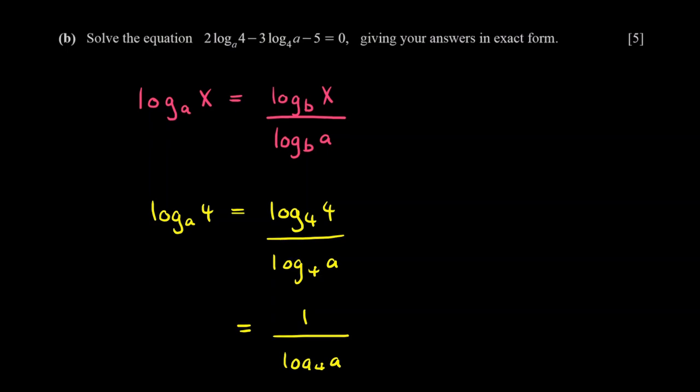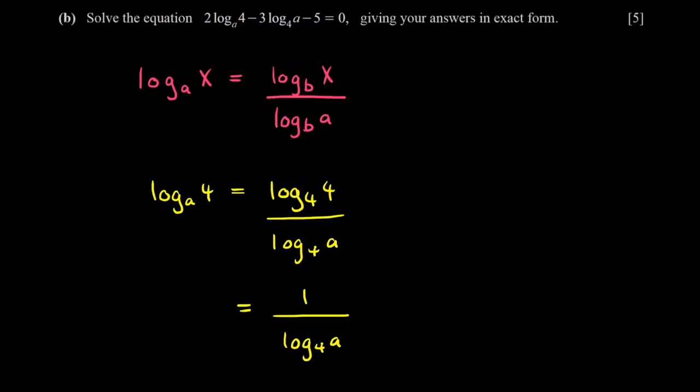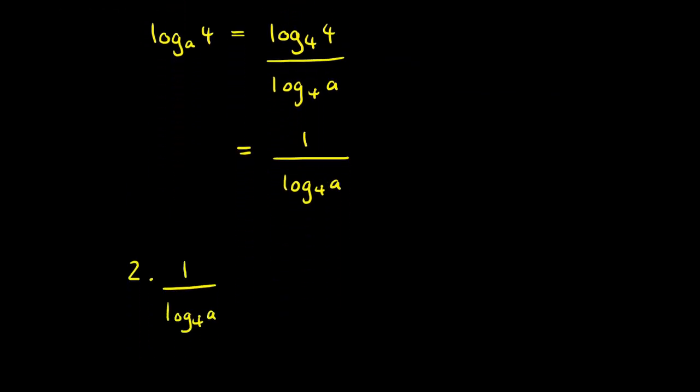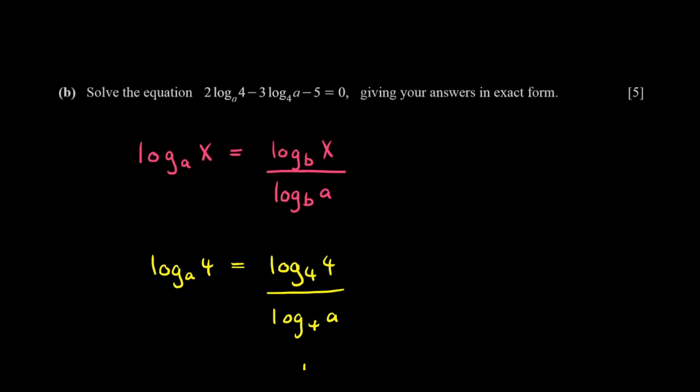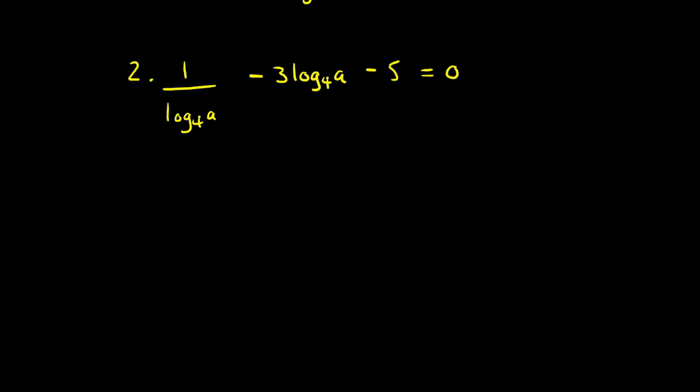So we've got 2 times by 1 upon log base 4 of a minus 3 log base 4 of a minus 5, I think, is equal to 0. And I think that when you've got a situation like this, it's always best to use a substitution. So I'm going to do that. Let, I don't know, let u equal to log base 4 of a. And if that's the case, we've got 2 divided by u minus 3u minus 5 is equal to 0.